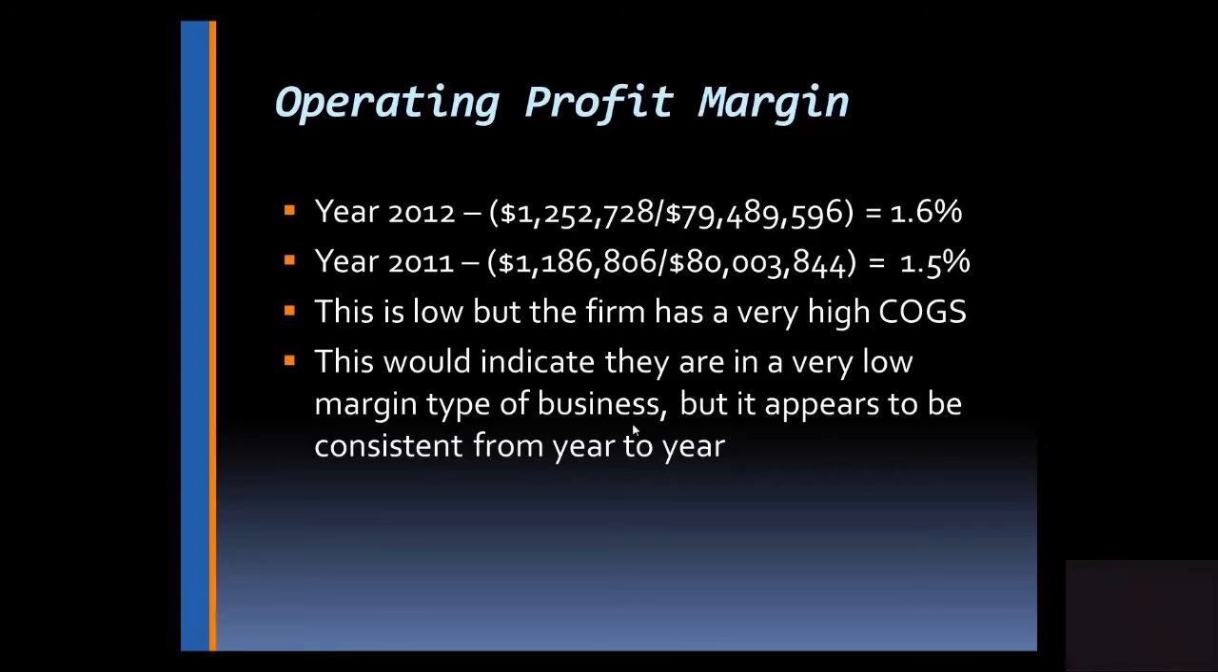Now, if you'll notice, the firm has a very high cost of goods sold. So they're in a very low margin type of business. And this seems to be consistent from year to year. Now, if you were going to look at perhaps Microsoft Corporation, you would find an entirely different type of operating profit figure because they're in a very high margin type of business. So management has to be very, very careful and manage their expenses because they have only a few dollars of their sales dollars to cover expenses and generate a profit. Again, it requires some very, very good management.